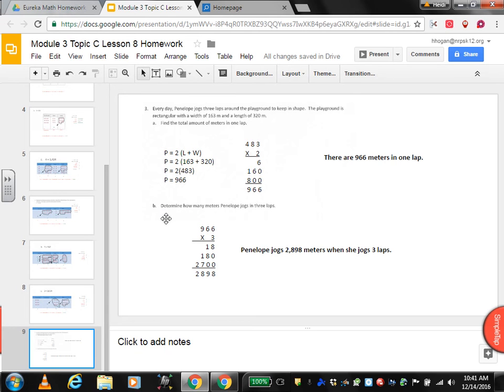So now we have to know how many meters she runs in 3 laps. So now we have to take 1 lap and multiply it by 3. And we can do partial products again, can't we? Yes. So 966 times 3. 3 times 6 is 18. 3 times 6 10s is 180. 3 times 9 hundreds is 2,700. If you add that up, you get 2,898. So Penelope jogs 2,898 meters when she jogs 3 laps.